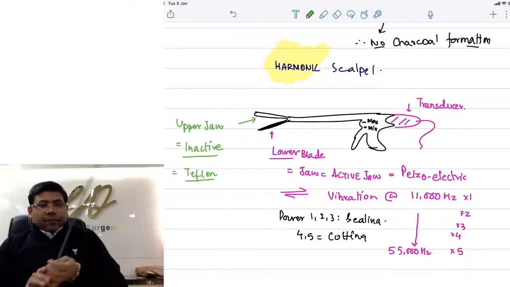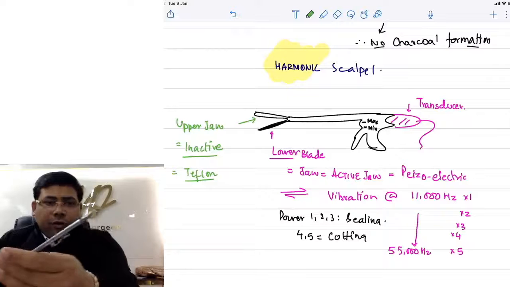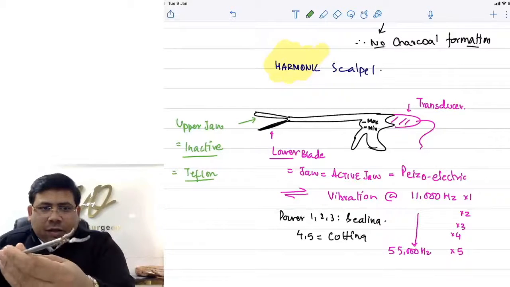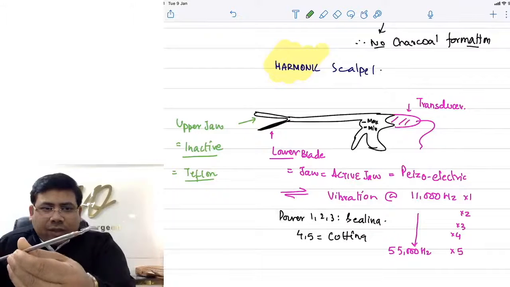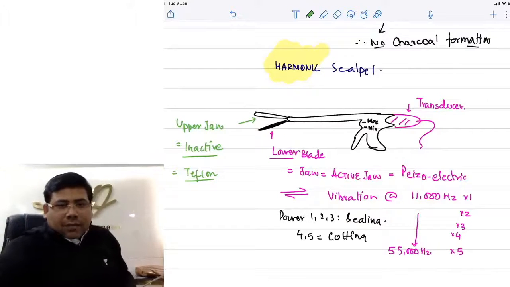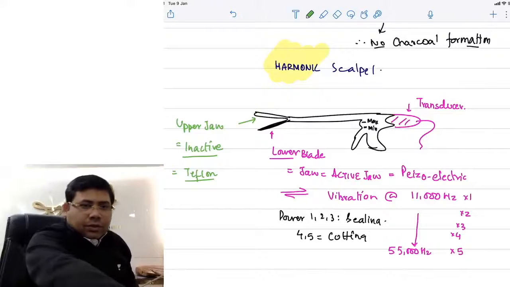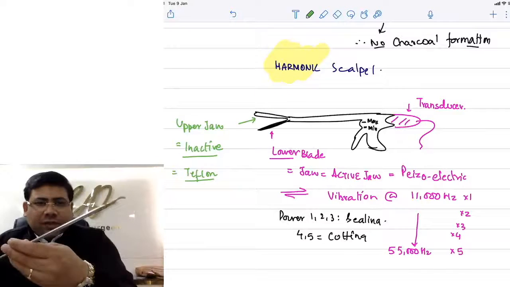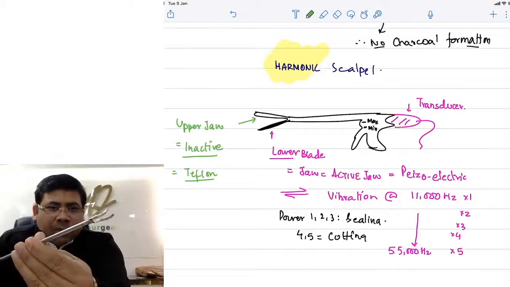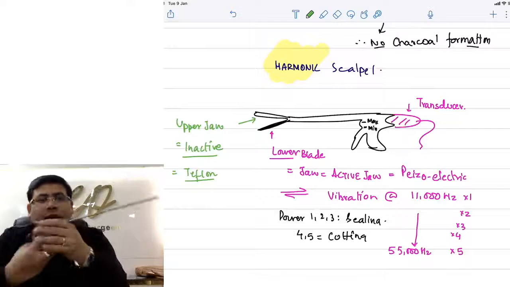Now I'll show you some instruments. Try to understand. I have an instrument in front of you. Try to see this instrument. What is it? It looks like a conventional Maryland forceps, but it is not a Maryland forceps. Let me try to change the camera settings. I hope it is visible here. So this looks like a Maryland, but it is not a Maryland. Yeah, it's a bipolar Maryland.